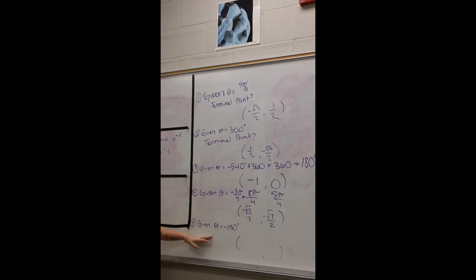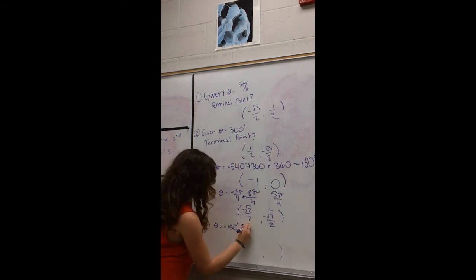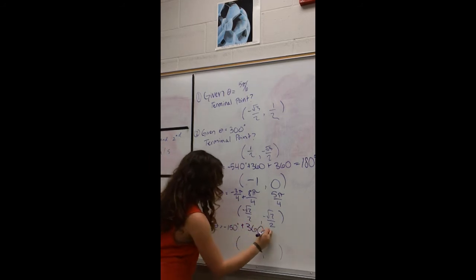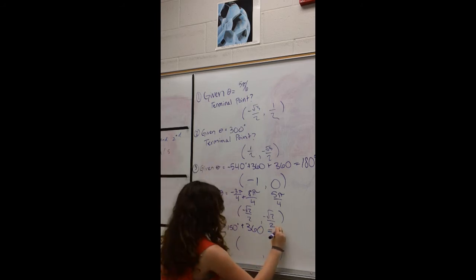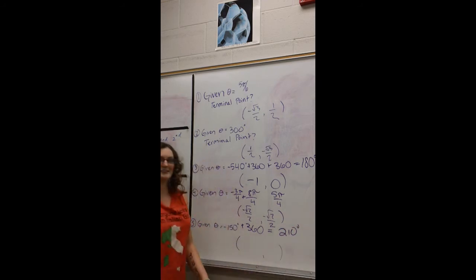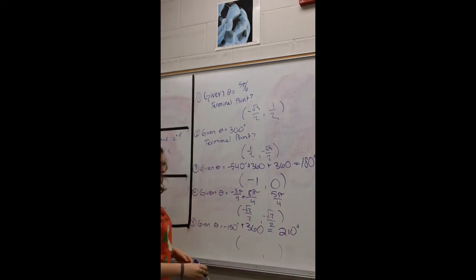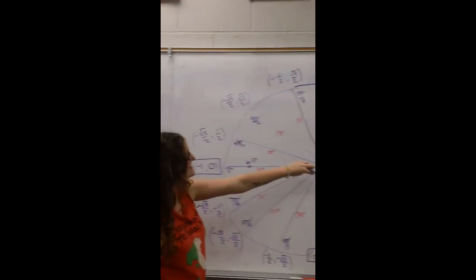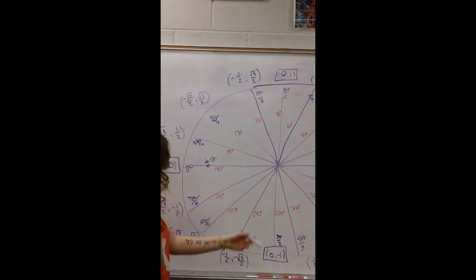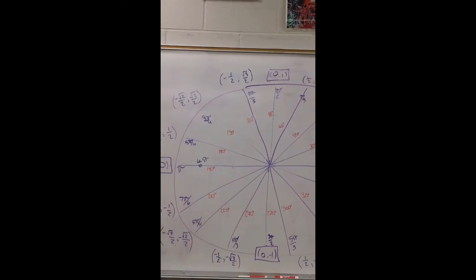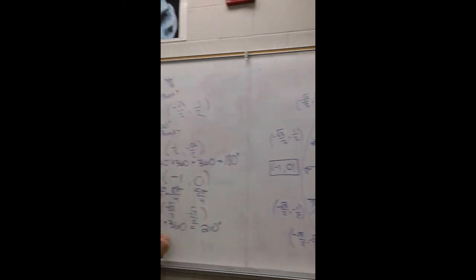And the last one is another one with a negative degree. This one you only have to add 360 once. And you get positive 210. So you follow that on your unit circle to here. And then that is your coordinate point.